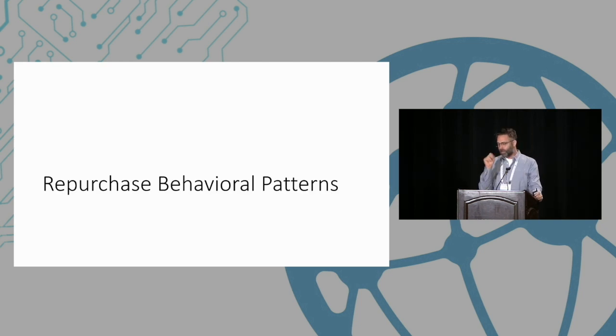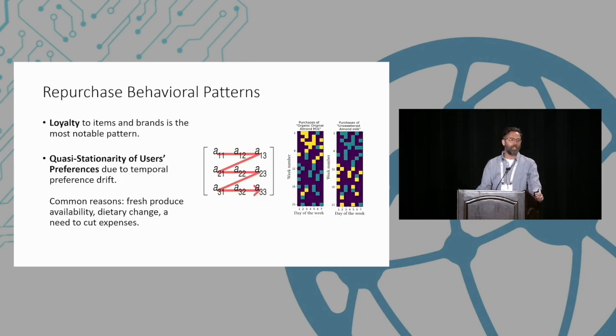Okay, so next I want to investigate some repurchase behavioral patterns. I'm going to start with the most dominant and maybe basic pattern, which is loyalty. Users are loyal to a particular item or a particular brand, and they repeatedly go back to the store and keep buying that same item that they like, at least in the groceries domain. But this loyalty is not forever, and there is a slow temporal drift in people's preference. Common reasons for that could be just the availability of fresh produce or dietary change, or just a need to cut expenses on behalf of the user.